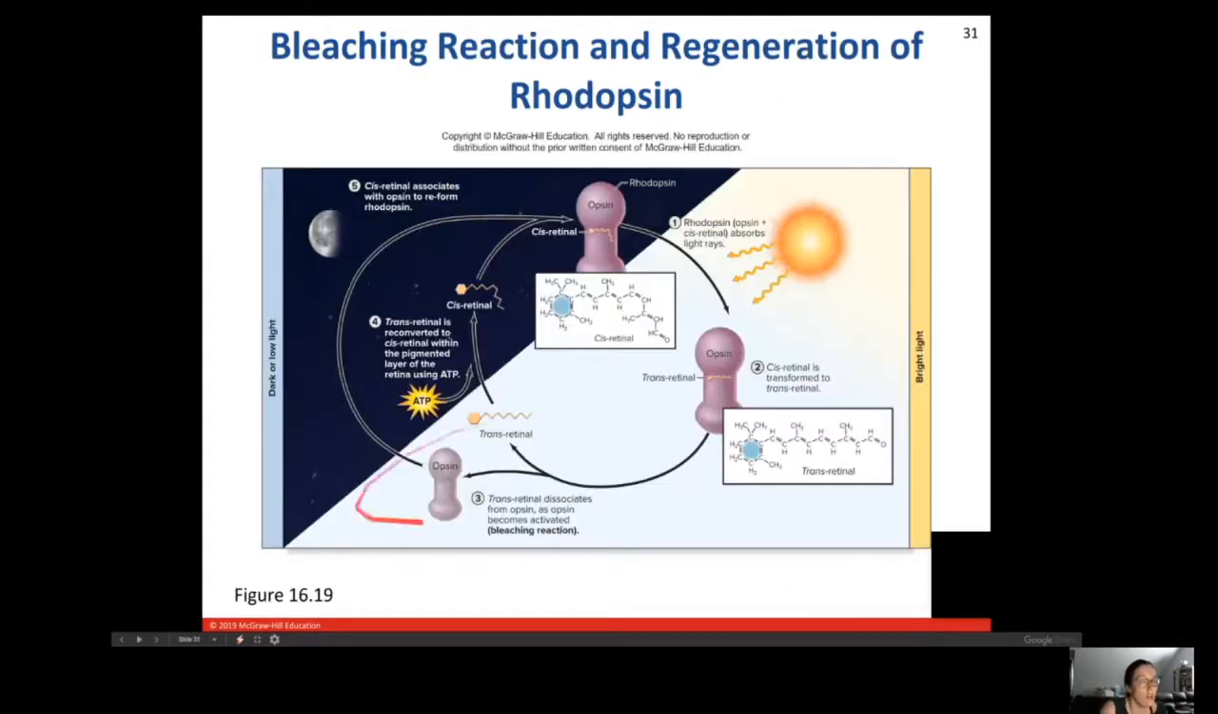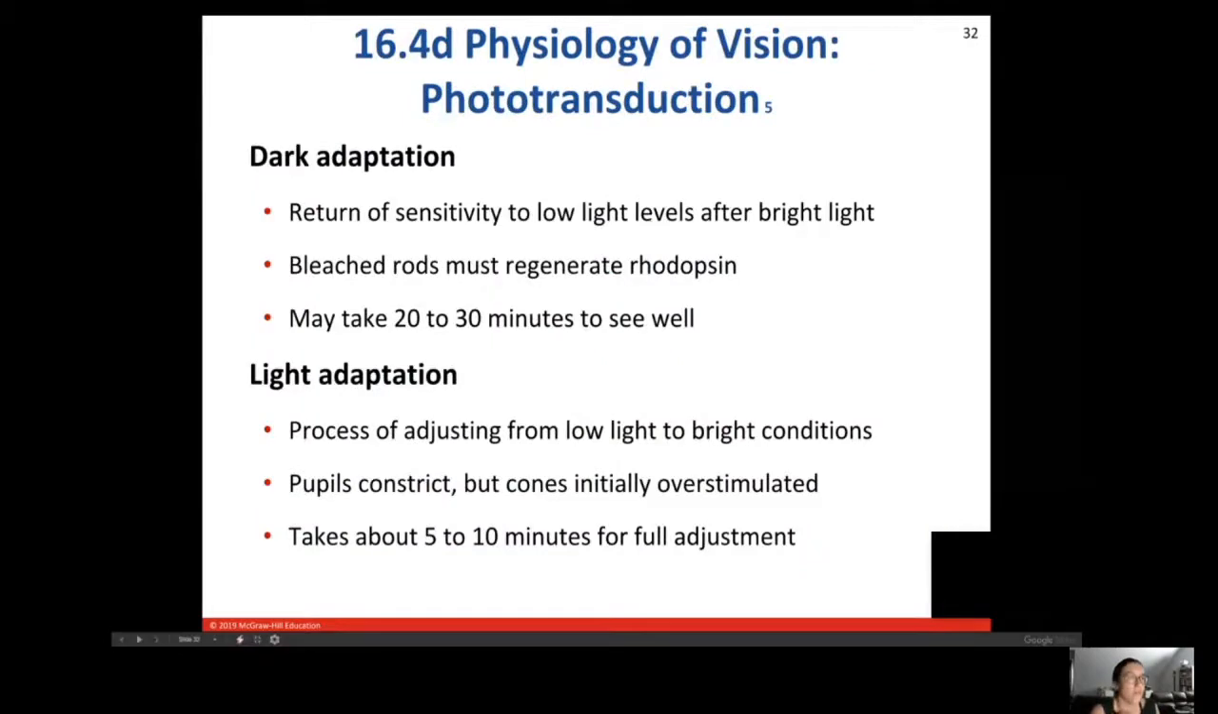And so here, once this has happened, the transretinol is converted back to cisretinol, and then it's reconnected to the opsin, and we have our pigment back together again, ready to be bleached again. And this has to do with adaptation, light and dark adaptation.